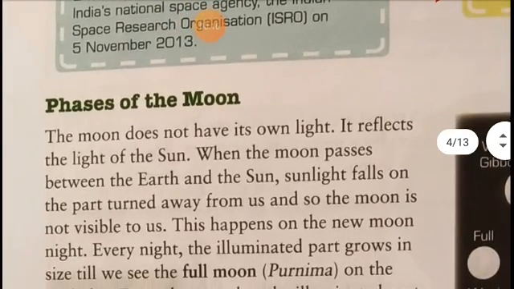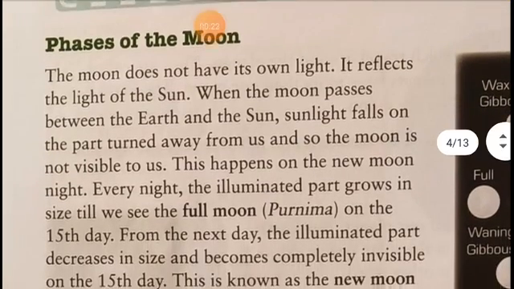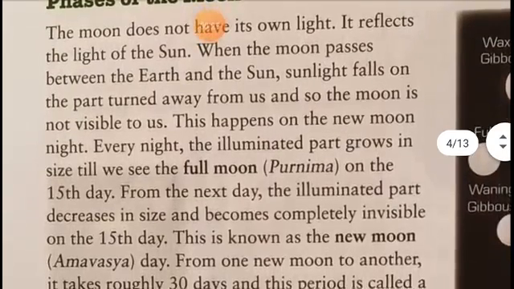Actually, the moon doesn't have its own light. It reflects the light of the sun. When the moon passes between the earth and the sun, sunlight falls on the part turned away from us, so the moon is not visible to us. This happens on the new moon night.